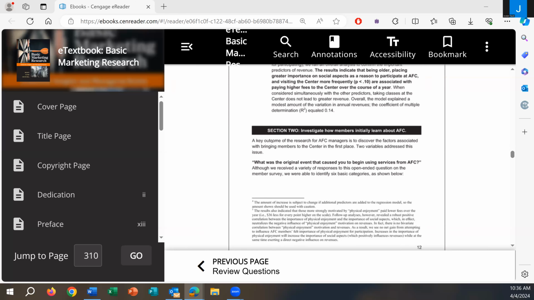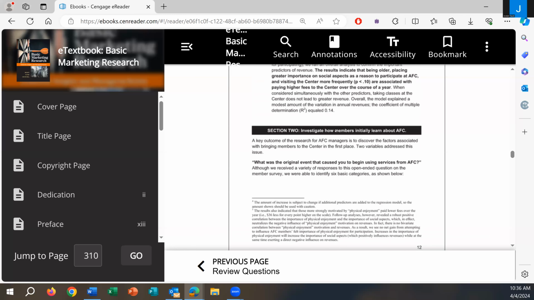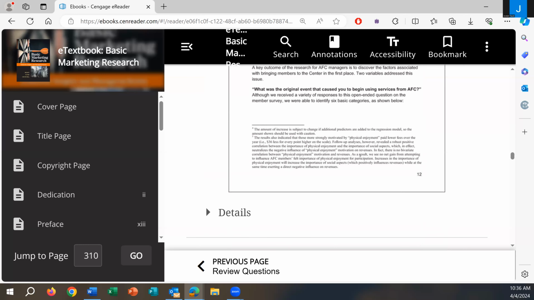So section 2, they wanted to investigate how the members initially learned about the fitness facility. So they asked the question, what was the original event that caused you to begin services at AFC? And then they got responses from that.